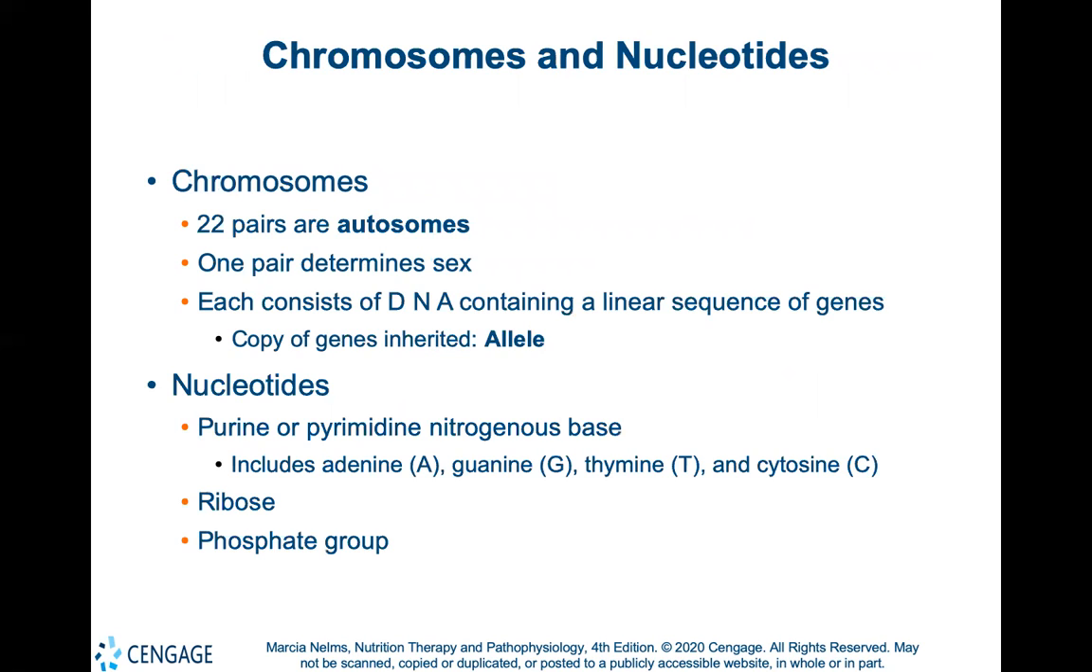Of the 23 pairs, 22 are autosomes and one pair comprises the sex chromosomes. Males have one X and one Y chromosome, while females have two X chromosomes. So the gender of the offspring is determined by the sex chromosome passed on by the male parent. Each chromosome consists of DNA containing a linear sequence of genes, each encoding a specific protein.